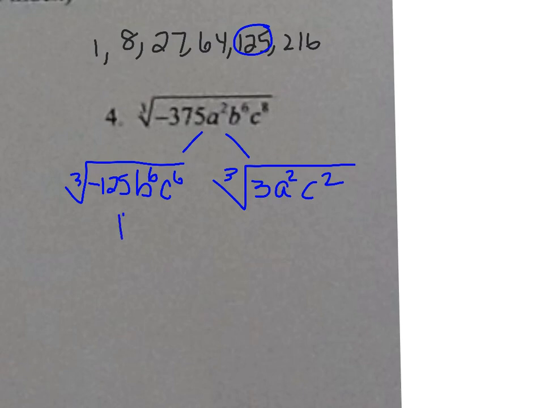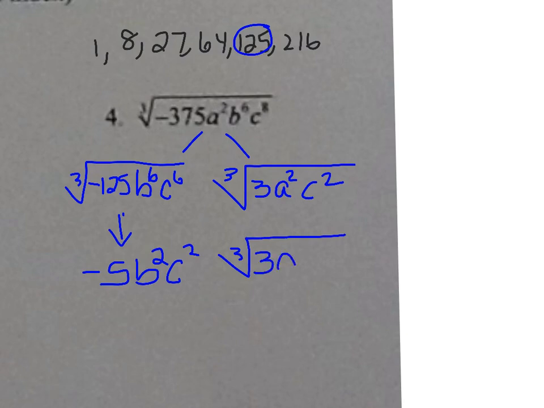All right, so remember when I take the cube root of a negative number, it's going to be negative. So the cube root of negative 125 is negative 5. The cube root of b to the 6: 6 divided by 3 is 2, so it's b to the second. And the cube root of c to the 6: 6 divided by 3 is 2, so it's c squared. And then I have the cube root, don't forget that 3 inside the index, of a squared c squared.